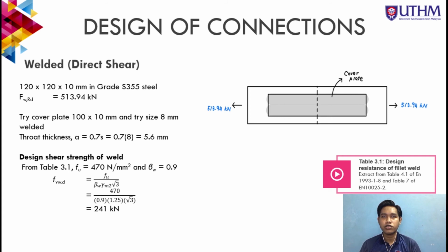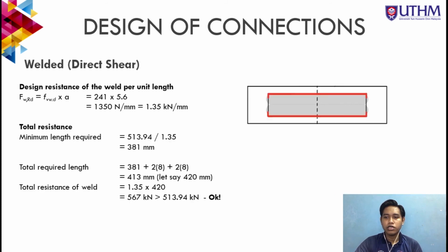From that, we calculate the design shear strength, and we got the design shear strength of the weld equal to 241 kN. Next, we need to find the design resistance of the weld per unit length. The design resistance of weld per unit length is equal to design shear strength times throat thickness, and we got the design resistance of the weld per unit length equal to 1.35 kN per millimeter.